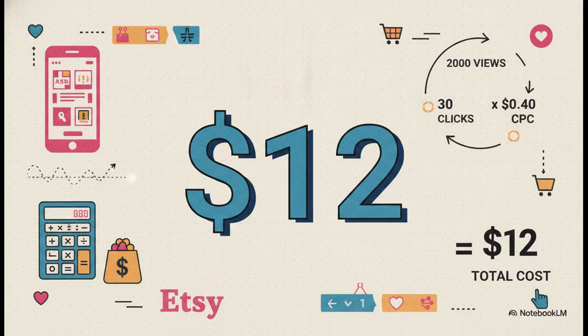Now, what's really interesting about this slide is the actual math. Let's break it down to show how affordable this can be. $12. Imagine your ad appears on screens 2,000 times. That's 2,000 views. But out of all those views, let's say you only get 30 actual clicks. If your cost per click is, say, 40 cents, you just multiply those 30 clicks by 40 cents. Your total advertising cost, just $12. You got the benefit of 2,000 people seeing your brand, but you literally only paid $12 for the actual engagement.